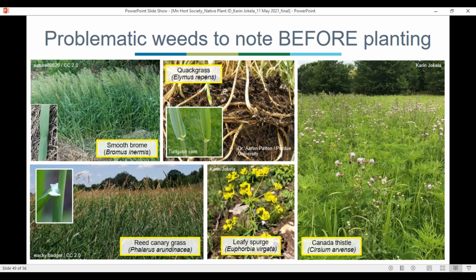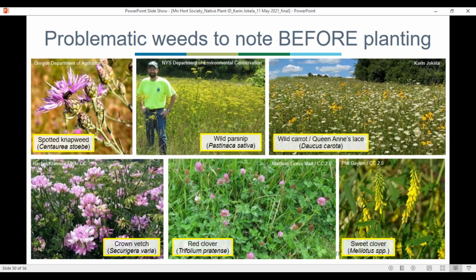These are a few more that you might want to identify before you get started on your planting. Is knapweed. This is kind of a drier site species, biennial or short-lived perennial. Bees love it, and so they pollinate it happily, and then they create a whole bunch of seed that then spreads all over. So that's a really challenging one to deal with.